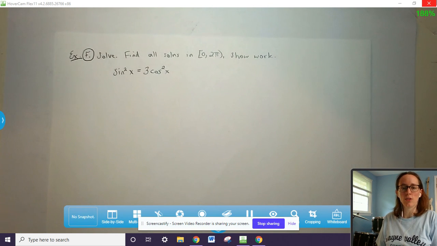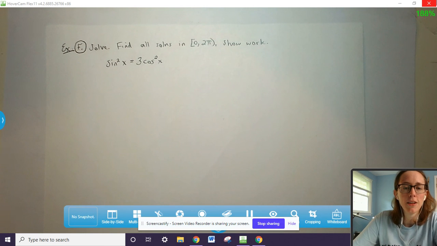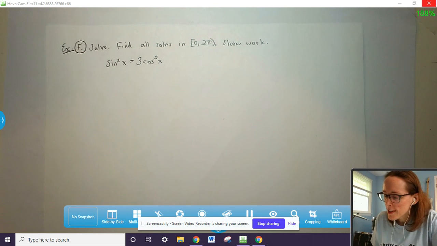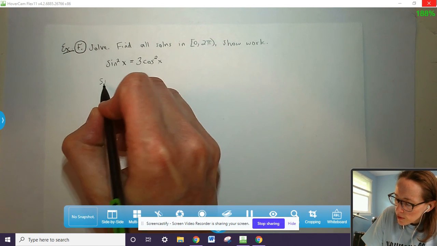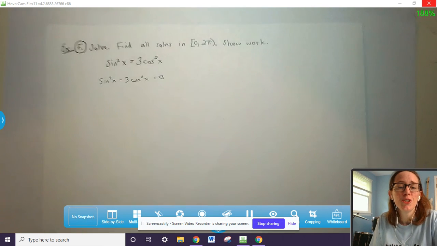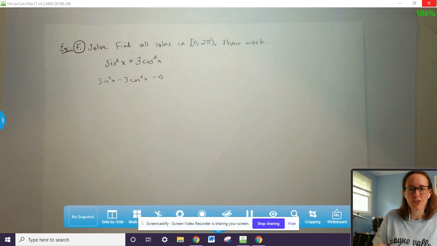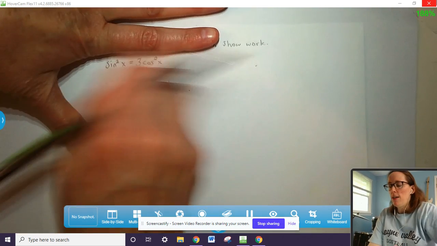So we're going to go ahead and solve this one. I'll let you think, see if you have any thoughts on how you might go about that. And let's look at a couple ways to do it. So for this problem, you might be thinking, let's move the 3 cosine squared over and try to factor. That's a really good idea, but it doesn't factor. It doesn't factor with rational numbers. It doesn't factor with nice numbers. So we need to try something else.